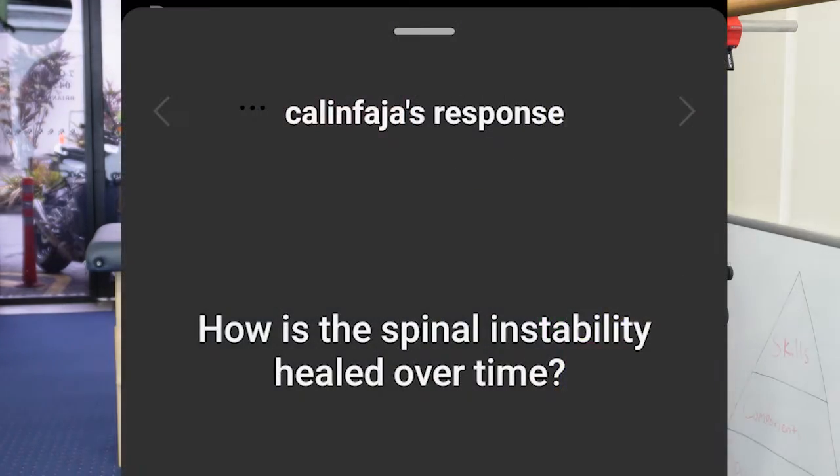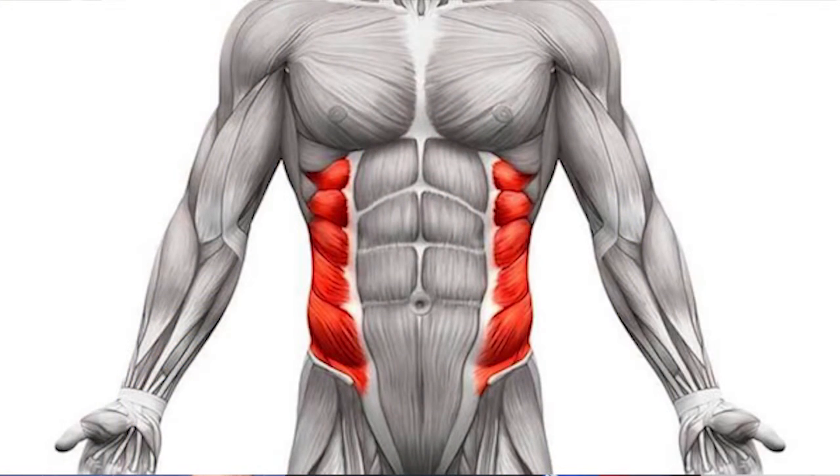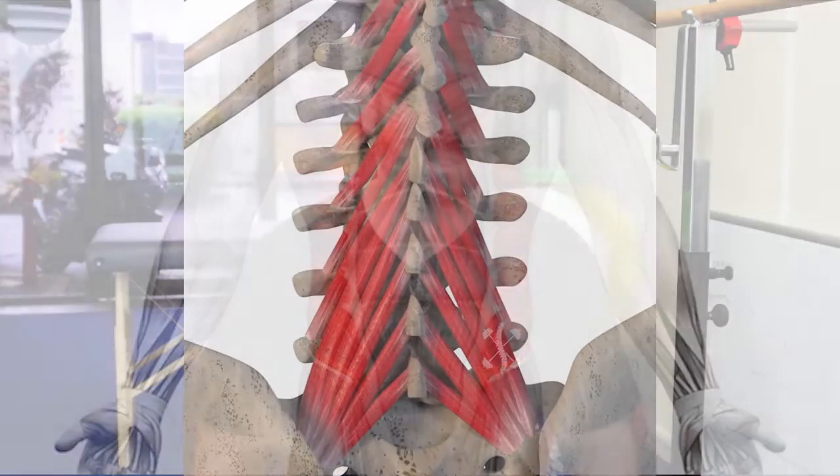How is spinal instability healed over time? So what we need to do is basically look at two different types of structure in the spine, passive and active. Active is the obvious stuff. That's basically your muscles that contribute to spinal stability. So not just what we call your traditional core muscles, things like obliques, for example, but also the muscles that sit deep within the spine itself, things like multifidus.